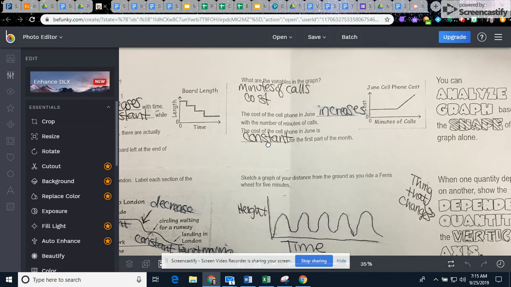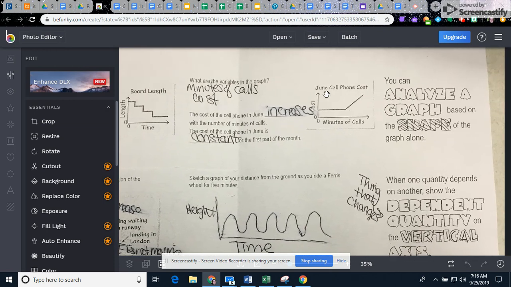Looking over here, let's look at this one. This is our June cell phone cost. Our independent variable is minutes of the call, and our dependent variable is the cost. So what are the variables in the graph? Minutes of the call and the cost. So what you'll notice here is that the cost of the cell phone in June increases with the number of minutes, the number of minutes of calls.